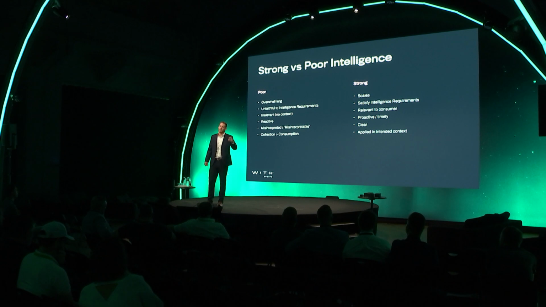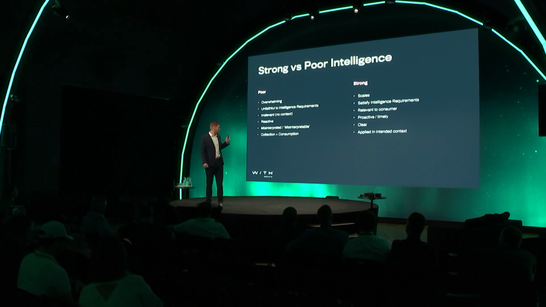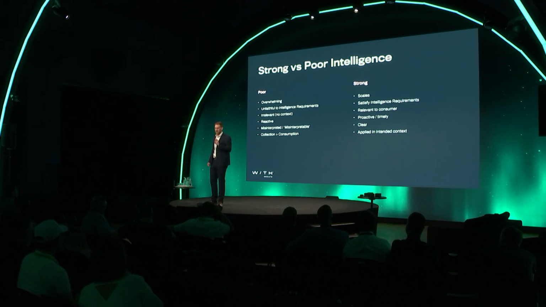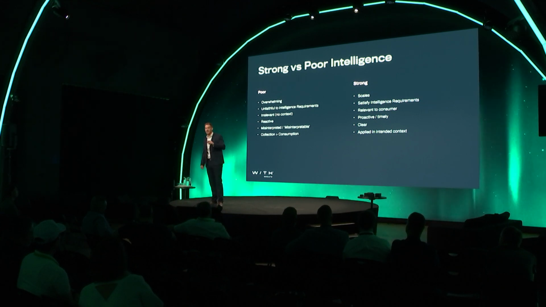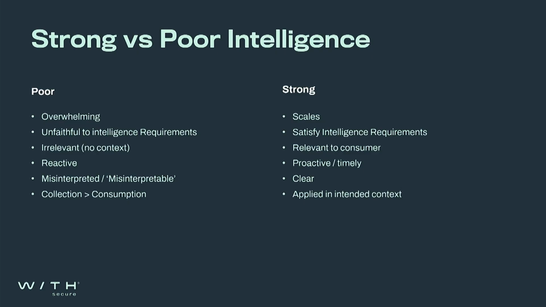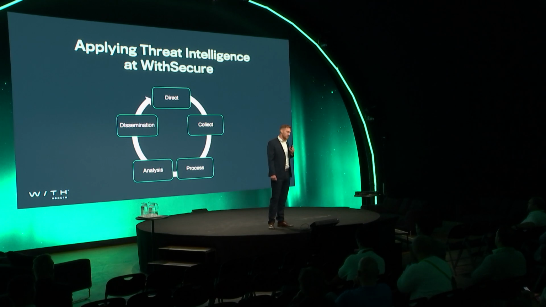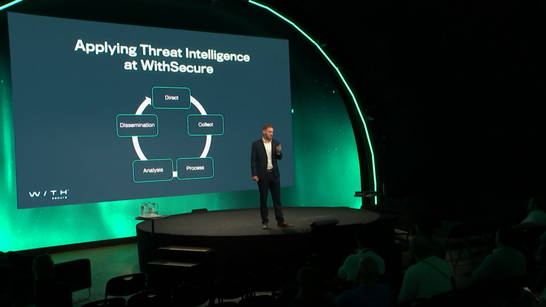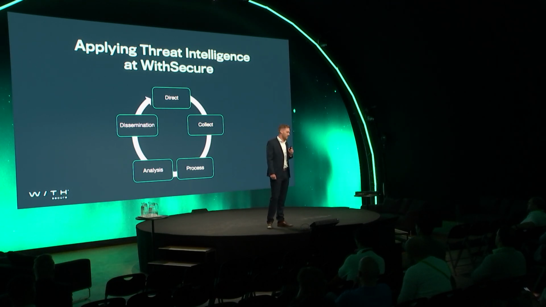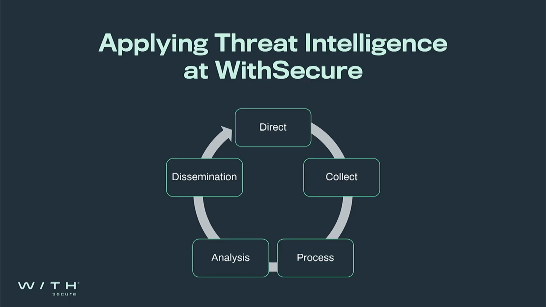And the converses of all of those bullet points are true for strong intelligence. So it scales well. It satisfies your intelligence requirements. It answers the questions you've got, provides the decision advantage. It's relevant, it's proactive, it's timely, it's clear, and of course applied in the intended context. And when we talk about applying threat intelligence with Secure, we do this with the intelligence cycle. This is direction of intelligence, your collection, your process, your analysis, and your dissemination with feedback.